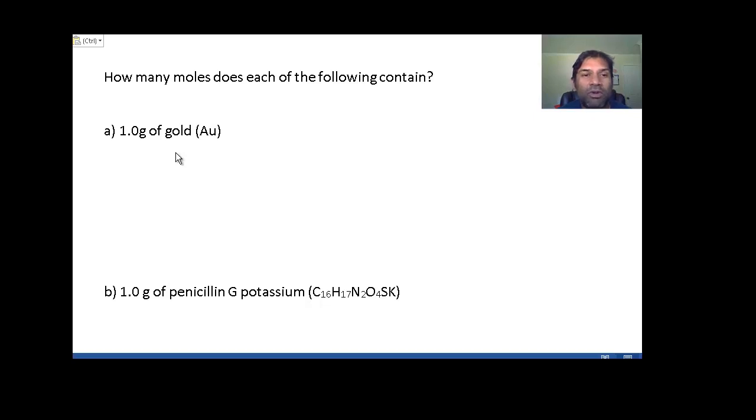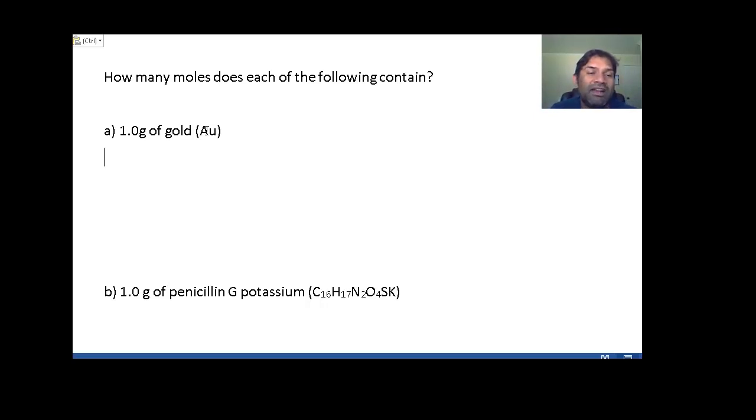In this video, we will do a conversion given the number of grams of a substance and converting it to moles of a substance. In this particular problem, we have 1 gram of gold, whose elemental symbol is Au, and we're asked to find how many moles are in this 1 gram of gold. Whether it's 1 gram or 10 grams or 0.5 grams, we can always convert it to moles.